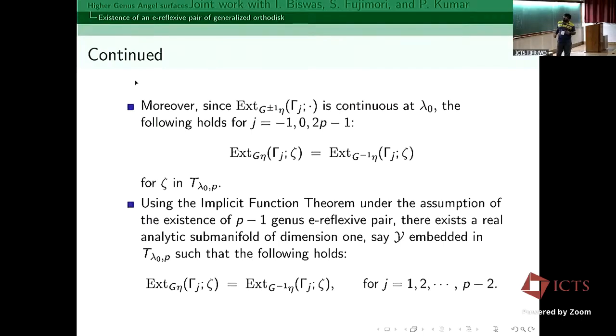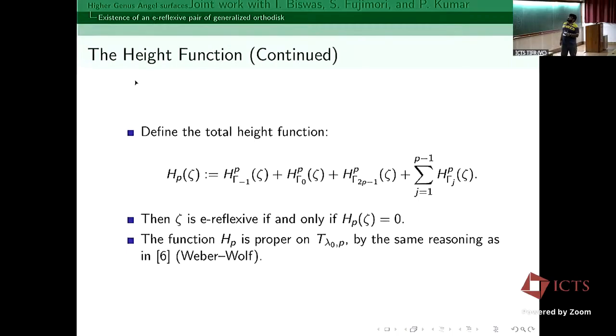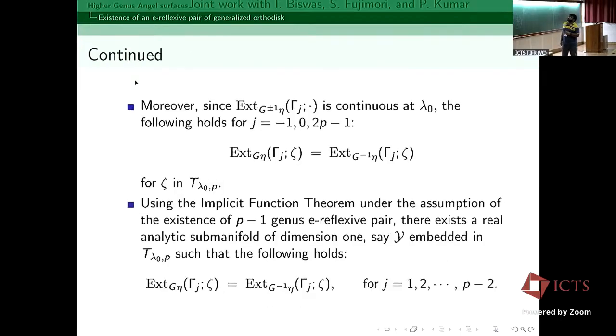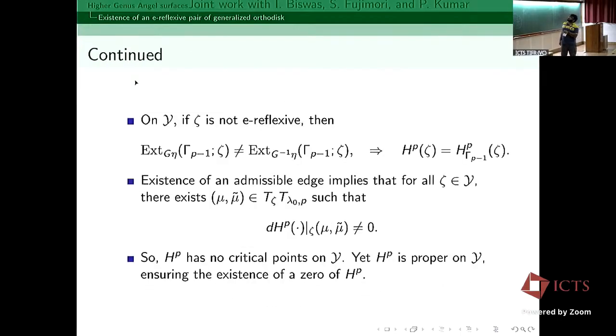Further, we can use the proof of induction to prove that in T lambda naught P, if we assume that a genus P minus 1 irreflexive pair exists, then there is a one-dimensional submanifold of T lambda naught P where this holds. So this, along with this, cancels this one, and here only one remains. What is that? This one.